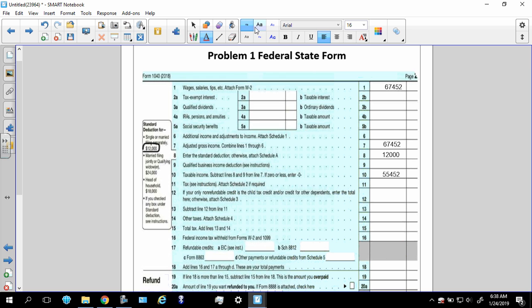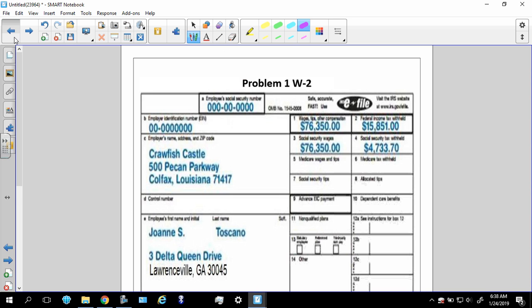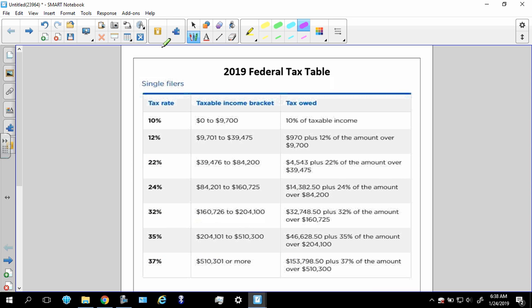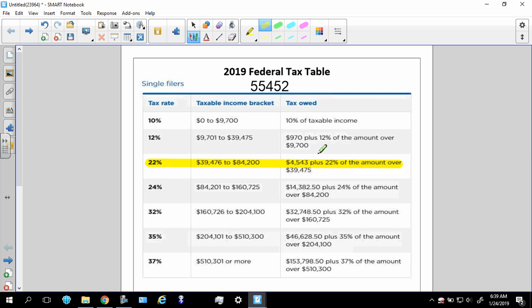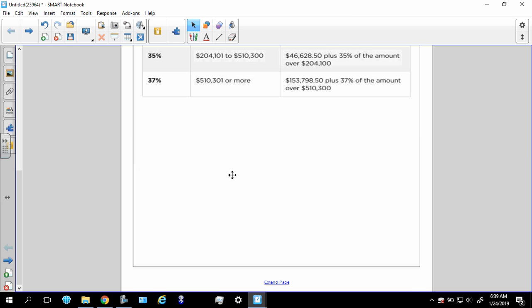Now, moving on to line 11. This is where you go to the table. What you're looking up is 55,452. So let me see if I can go to the table. I think I have it here. 55,452. That's what I'm looking for. So what bracket does 55,000 go with? And oh, here it is, 22%.